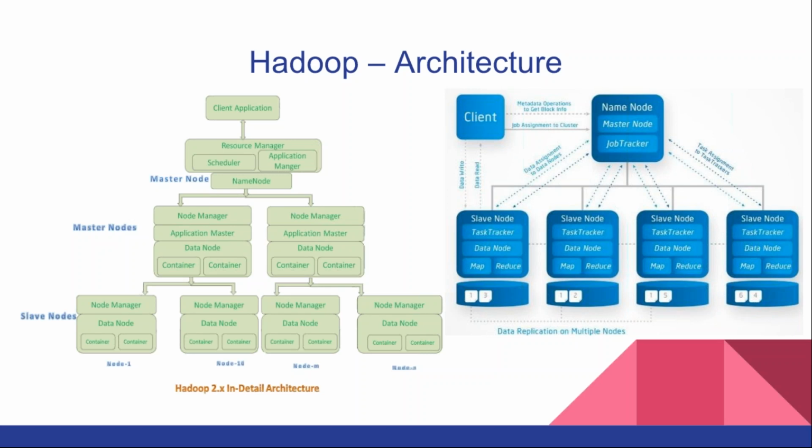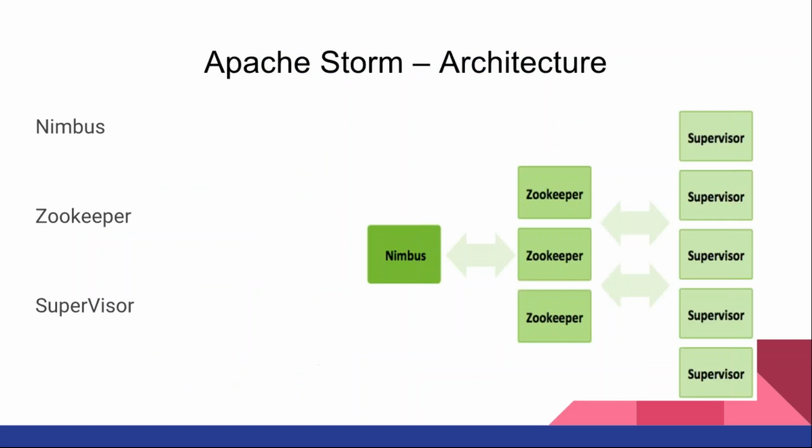So if you have an idea, try to remember this. We have a name node and slave nodes. This Hadoop architecture follows a master and slave architecture. That means the master will be taking care of the jobs we have to run, and the slaves will be doing those particular jobs. Okay, and the next thing is Storm.